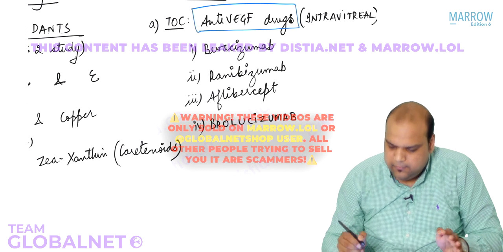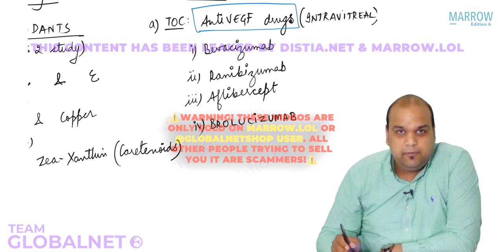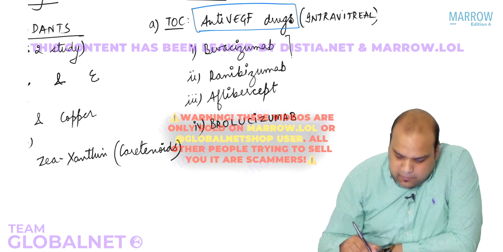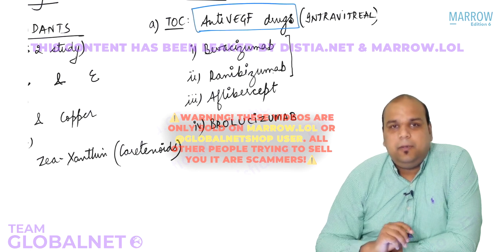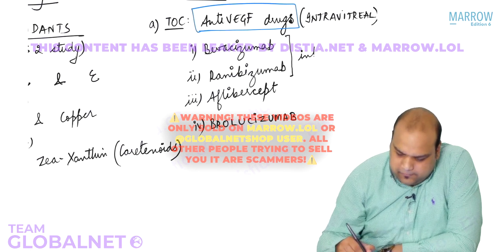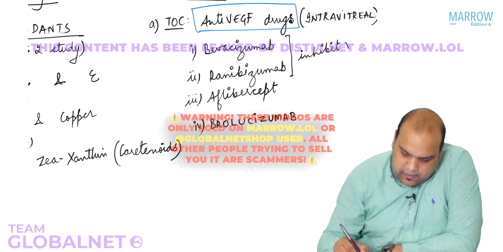Brolucizumab. This has been recently approved. Okay, everybody. Bevacizumab and Ranibizumab, both of them inhibit VEGF-A isoform.